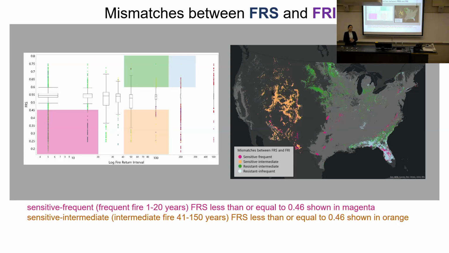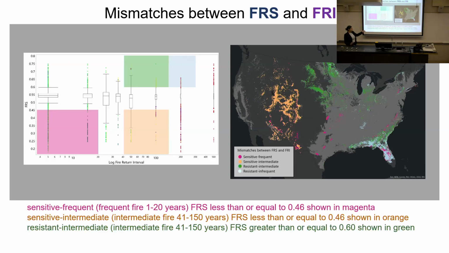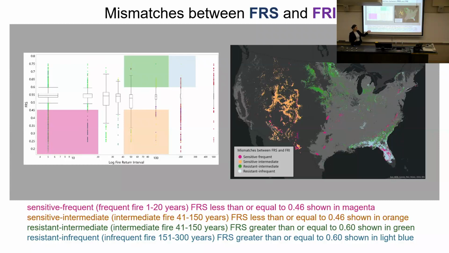The next grouping being the sensitive intermediate, so intermediate fire happening every 41 to 150 years, with a fire resistance score less than or equal to 0.46, shown in orange. The next classification of resistance now being resistant intermediate, so same intermediate fire every 41 to 150 years with a fire resistance score that is greater than or equal to 0.60, shown in green. And then lastly, the resistant infrequent, so infrequent fire every 151 to 300 years, with a fire resistance score greater than or equal to 0.06, shown in that light blue color.